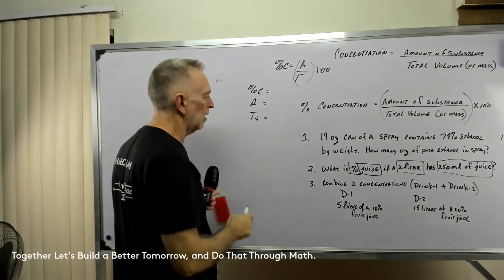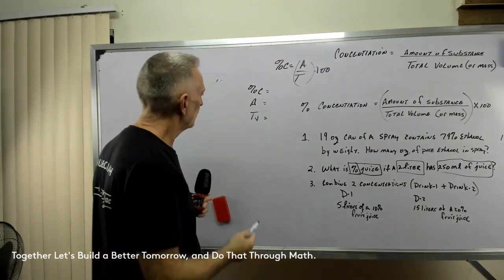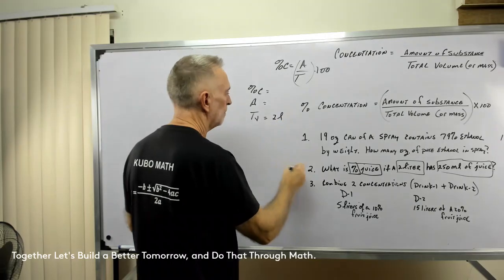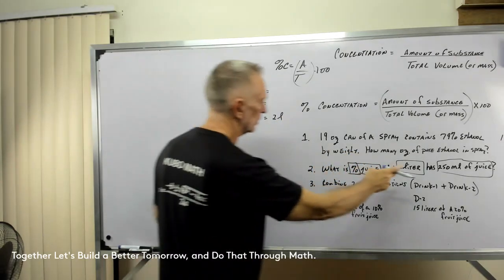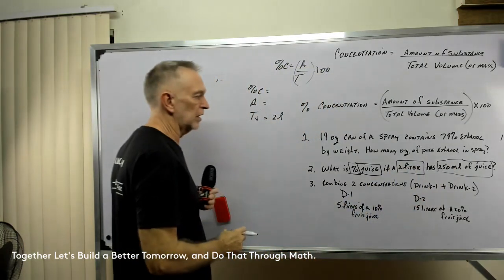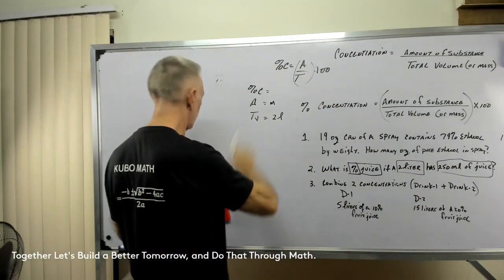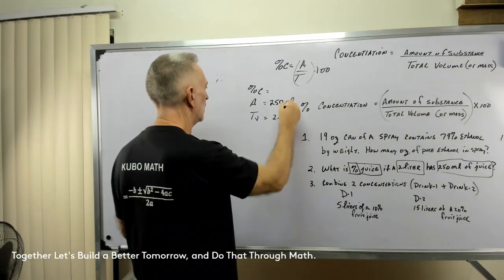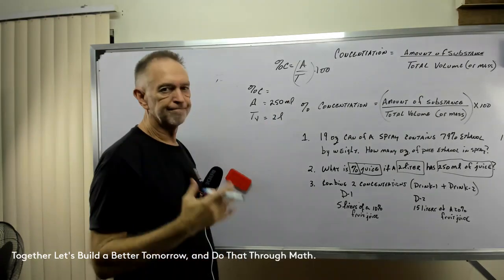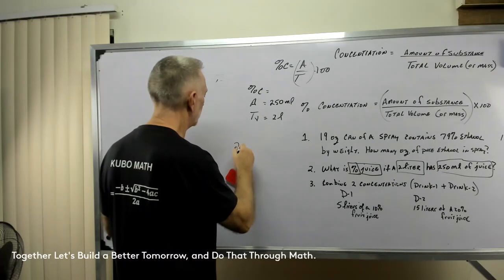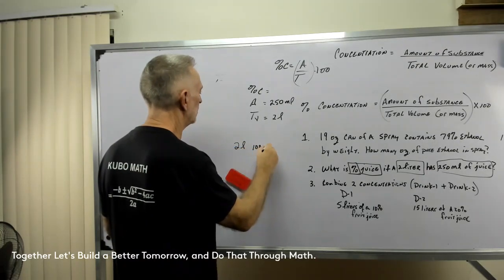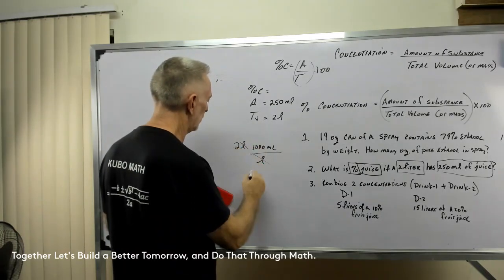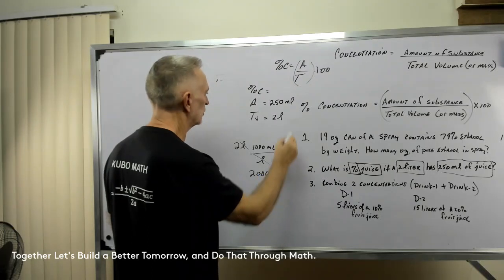It's total volume because liter is a unit of volume. So T sub V is 2 liters. Now we have the amount, it's telling us there's 250 milliliters of juice in this. Now you can immediately see I have liters and milliliters. Okay, well, 2 liters, there's 1,000 milliliters per liter. So liters cancel. 2 times 1,000 is 2,000 milliliters.